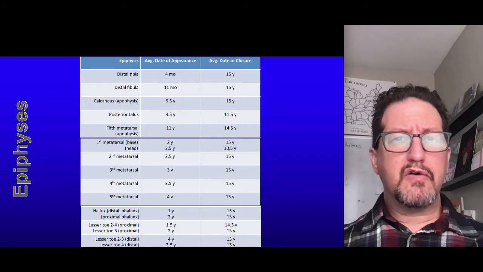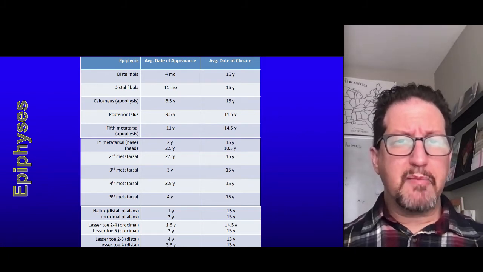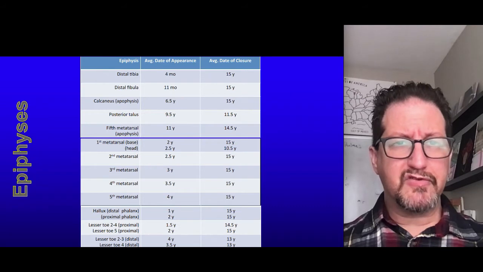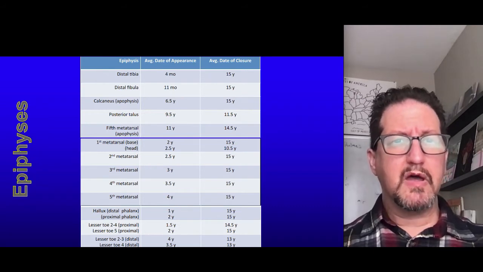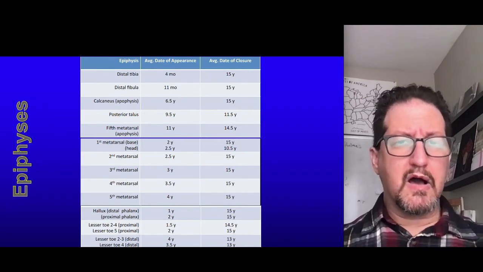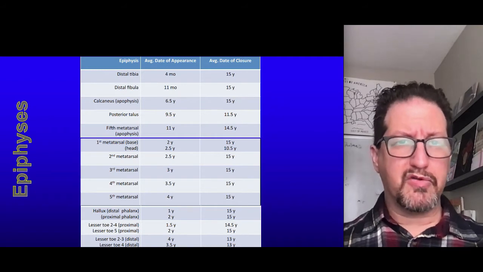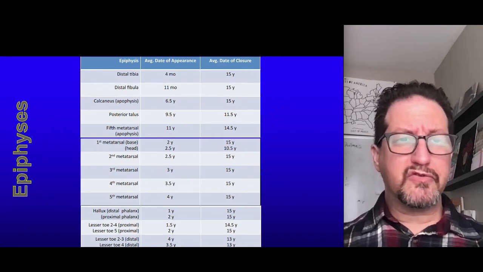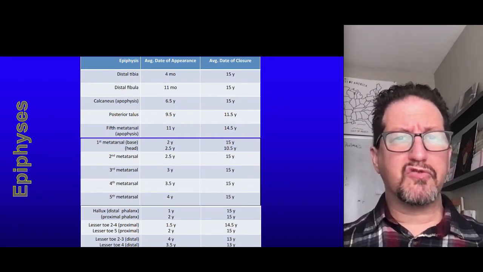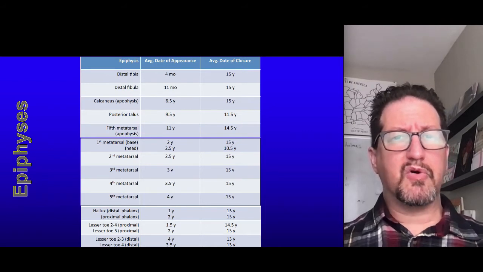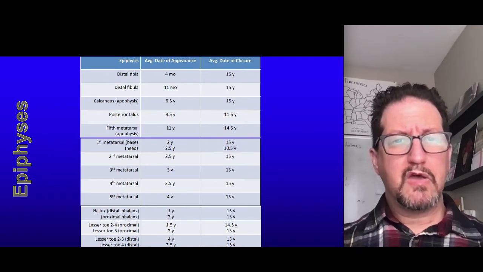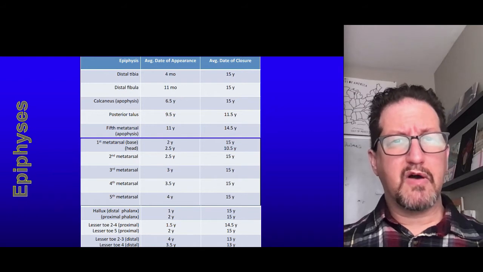So remember, these are epiphyses, not metaphyses. For example, the distal tibia: the tibia is already partly ossified at birth, but the distal tibial epiphysis starts to become visible at 4 months. So it's just an example of the epiphysis.